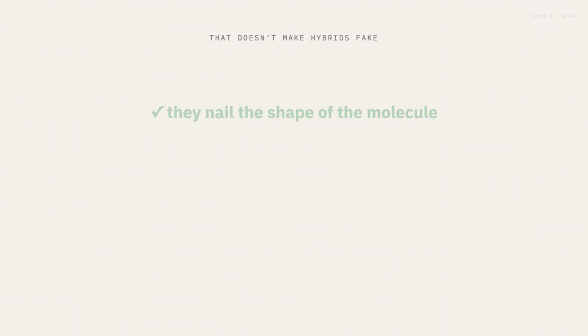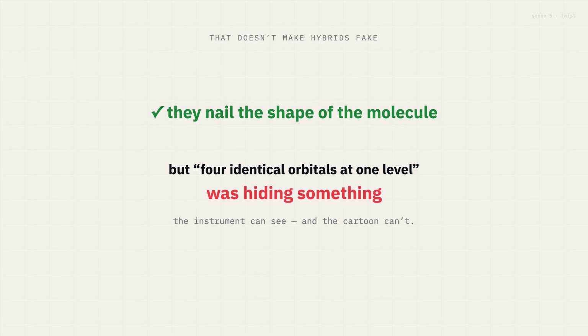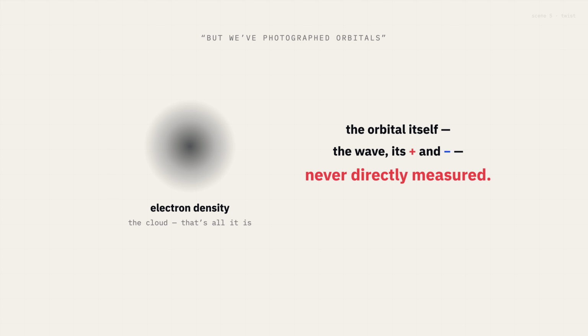That doesn't make hybrids fake. They nail the shape of the molecule. It means the simple story, 4 identical orbitals at one level, was hiding something the instrument can see and the cartoon can't. And before you say we photographed orbitals, not really. Those famous images show electron density, the cloud. The orbital itself, the wave with its plus and minus, has never been directly measured. It's an inference, a tool.